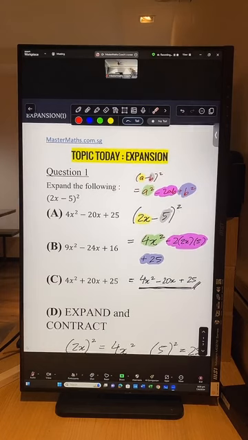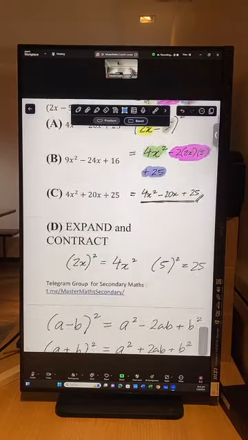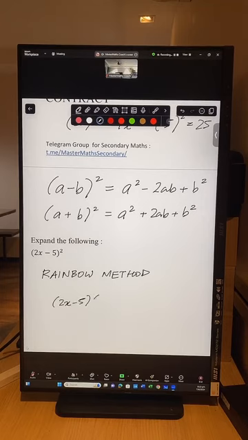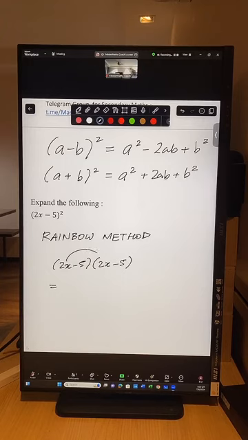So I will show you all the rainbow method here. Maybe I drag this question down. Copy, paste. Okay guys, so the rainbow method here is you take 2x minus 5, and then you do this. 2x times 2x, first term times first term. 2x times minus 5, first term times second term.